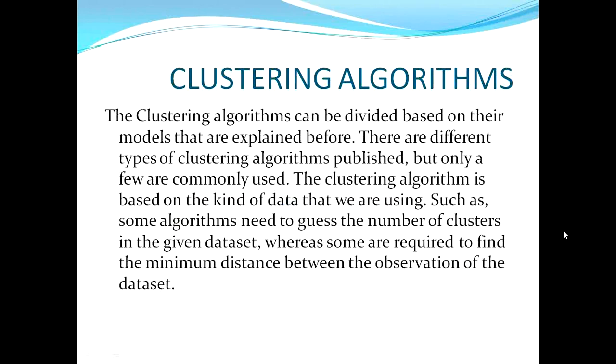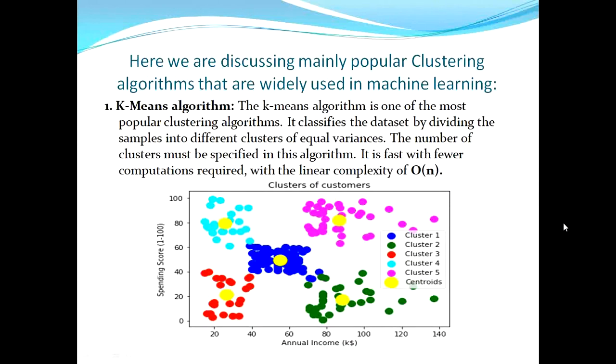So there are clustering algorithms, which can be divided based on the models explained before. There are different types of clustering algorithms published, but only a few are commonly used. The choice of clustering algorithm is based on the kind of data that we are using, such as some algorithms need to guess the number of clusters in the given dataset, whereas some are required to find the minimum distance between the observations of the dataset. Number one is the k-means algorithm.